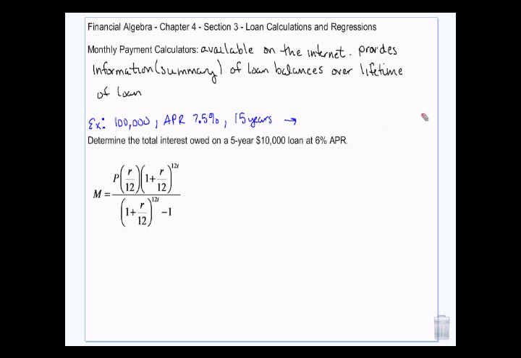And then some of them include even more information that we haven't gone over, like PMI rates and things of that nature that are all part of the mortgage process.